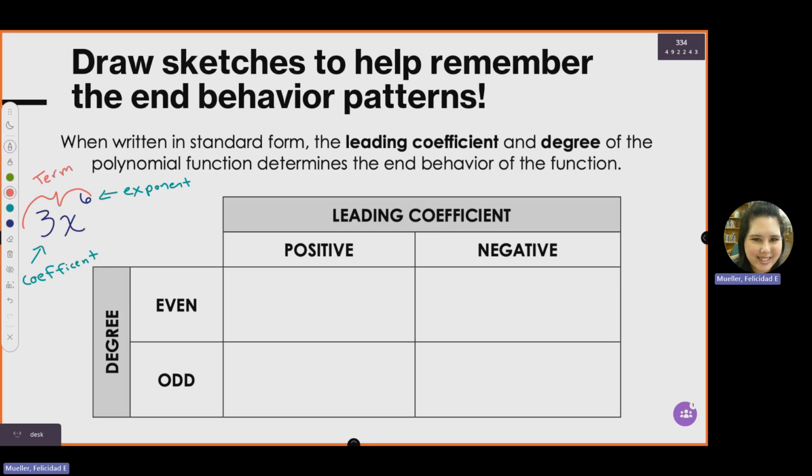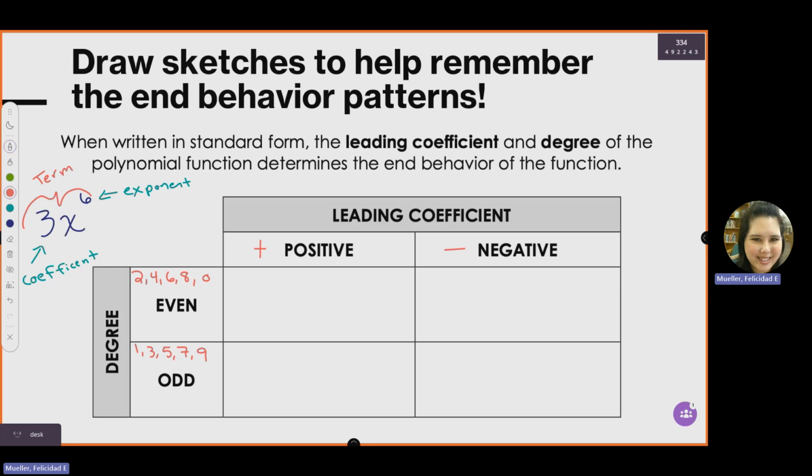Now the term with the highest exponent is the one that determines the degree. The leading coefficient is always attached to the highest degree. So even if it's not in standard form, find the highest exponent and find the leading coefficient attached to it. If my exponent is even, we're just going to review that: even is any number that ends in 2, 4, 6, 8, or 0. Odd is any number that ends in 1, 3, 5, 7, or 9. That's how we're going to tell even and odd. It's not a trick. And the leading coefficient is positive or negative, those are my only two choices.